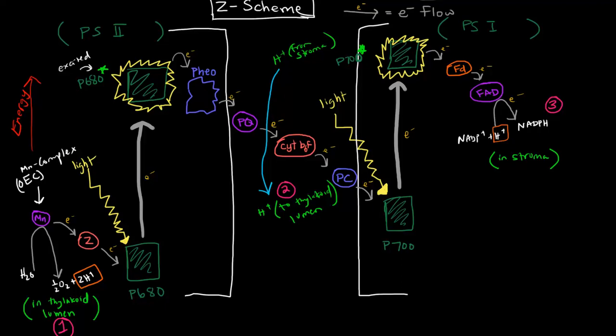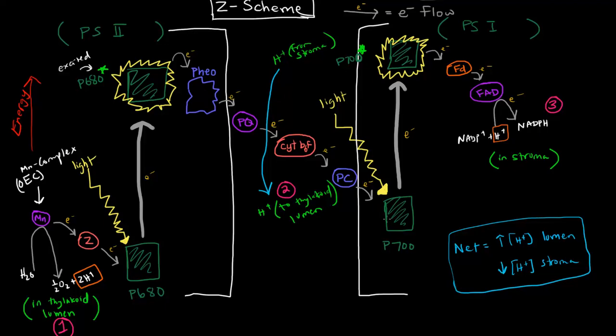Okay, so what do we net here? The overall result here is we have a high concentration of protons in the lumen and a low H plus concentration in the stroma. So this is our net sort of proton gradient here. So that's the Z scheme.